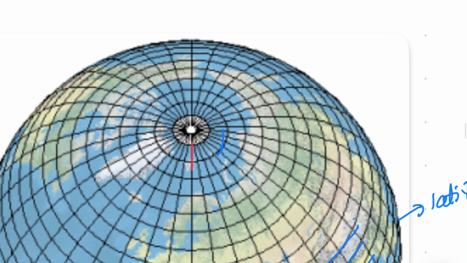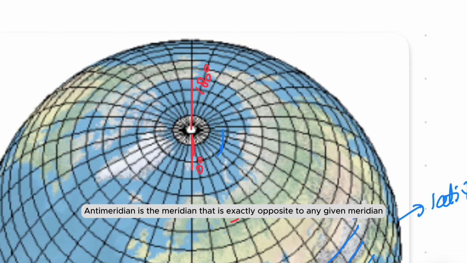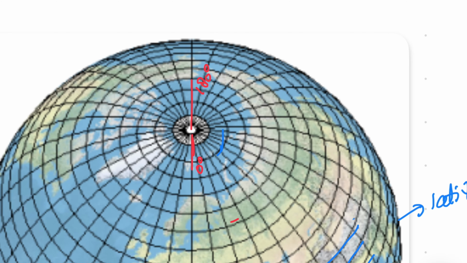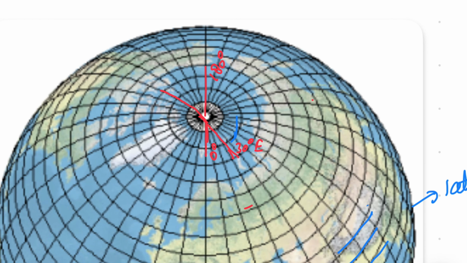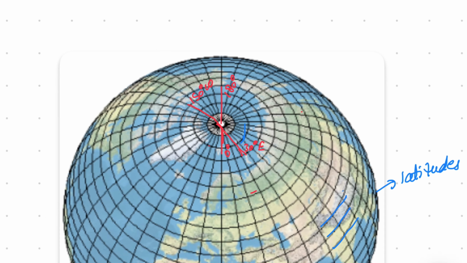Suppose this is our prime meridian, this is of 0 degree. Okay, and this will be its anti-meridian. Okay, this is of 180 degree. Suppose this meridian is 30 degree east. If we take the reciprocal of it, its anti-meridian is this one, and it is 150 degree west. How have we calculated it? We have subtracted 180 minus 30, so it is 150.